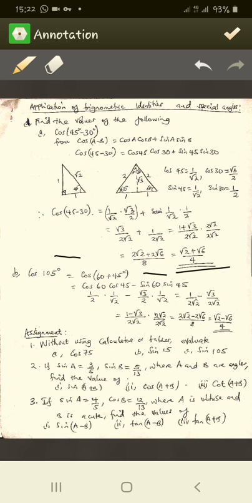Now, if you have something like cos 105, you see in the special angles we have 60, we have 30, we have 45, but 105 is not there. So you try to find the values from these special angles of 60, 30, and 45. Which one can give you 105? And I'm saying it is 60 plus 45. Then you expand this. It will give you cos 60 cos 45 minus sin 60 sin 45.